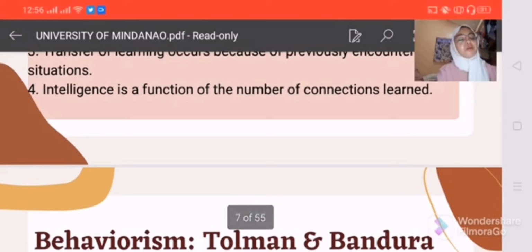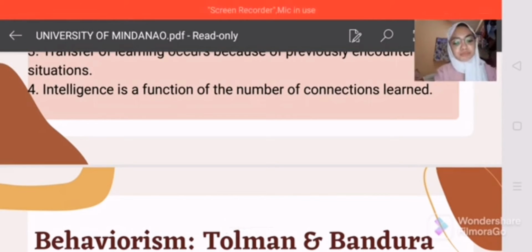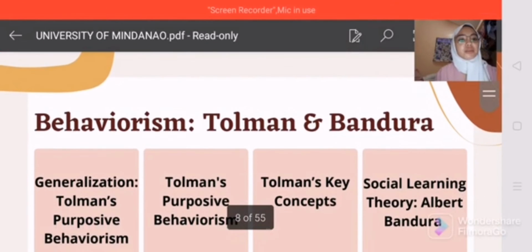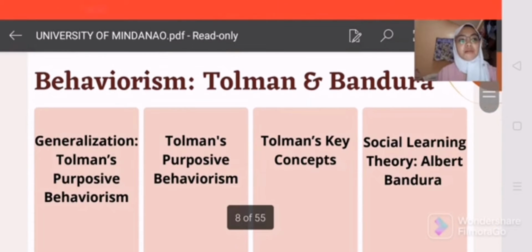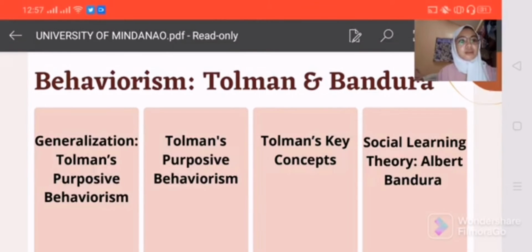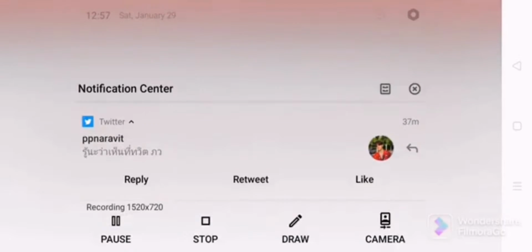So, the more the learners connect their knowledge or learning, the more they become intelligent. Behaviorisms by Tolman and Bandura will be discussed by my group mate, the next reporter. So, that's all and thank you.